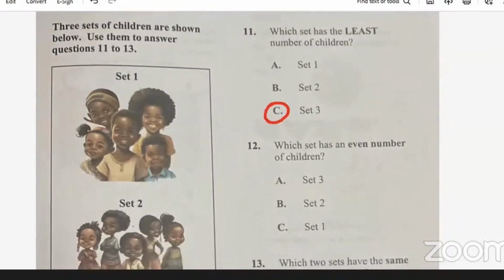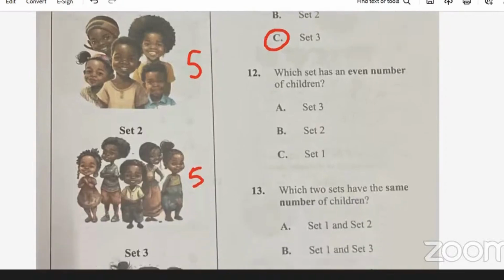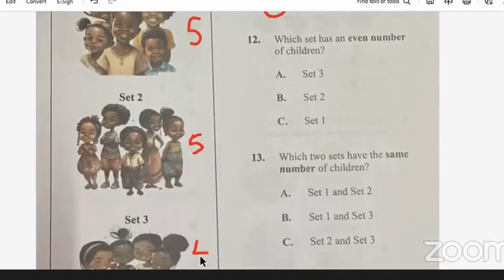All right, question 12. Which set has an even number of children? So if this is 5, this is 5. And let's get to the other one. 4. That means that set 3 has an even set of students because 4 is an even number. So set 3, the answer would be A.